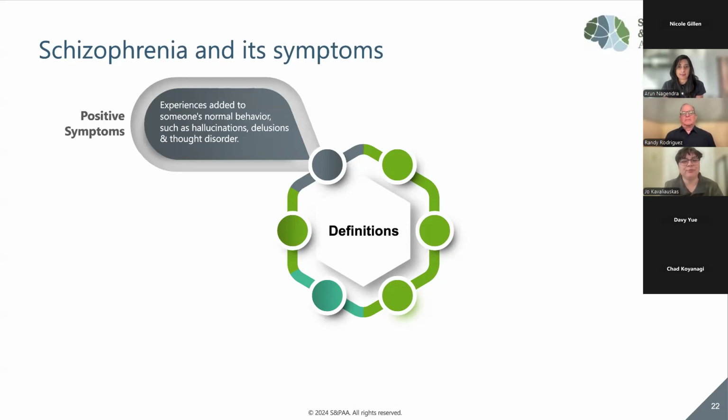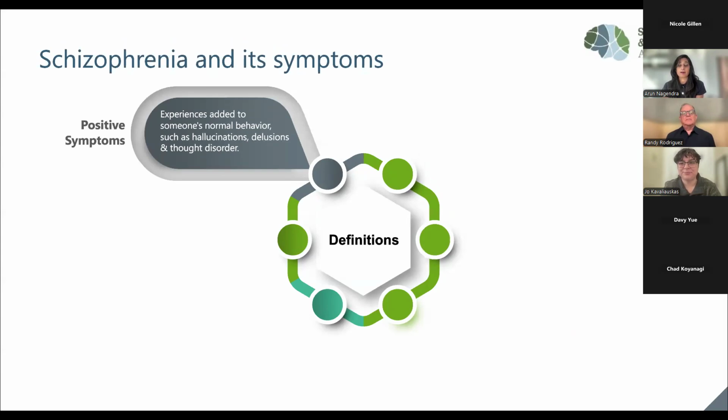The first are positive symptoms, such as hallucinations, delusions, and disorganized thoughts. These are additions. They're called positive symptoms because they're additions to typical experiences. So, for example, someone might hear voices that aren't there or believe they have special powers. Our previous webinar explored these symptoms, and the recording is available if you would like to revisit it. Next slide.